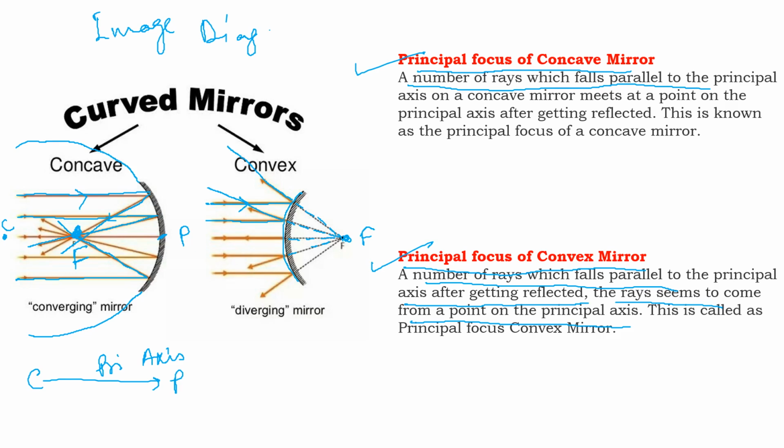So where is the principal focus for a convex lens? It is behind the lens. And where is the principal focus for the concave lens? It is in front of the lens.